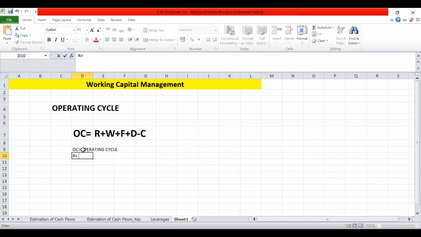R is the raw material holding period. W is the work in progress period, right? F is the finished goods holding period. D is receivables, which we also refer to as debtors. D is the receivables collection period.